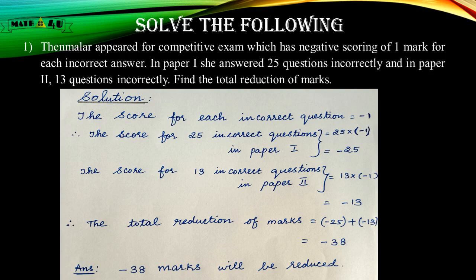Therefore, the total reduction of marks will be equal to -25 plus -13. Here 25 is negative and 13 is also negative. Two negative numbers means you have to add and put a minus sign in front of the number. Therefore, the answer is -38.